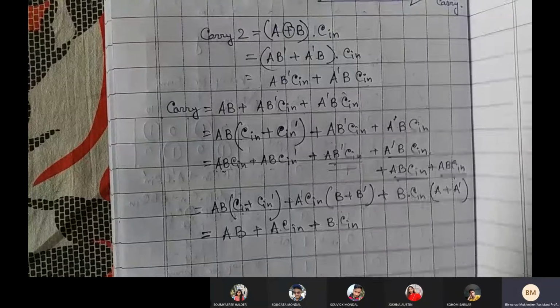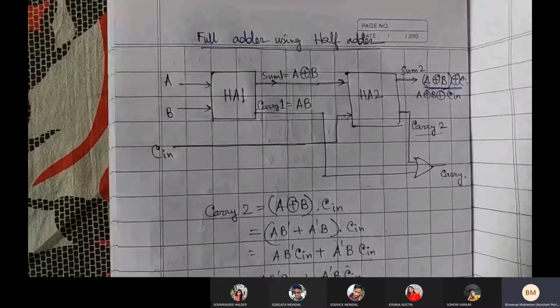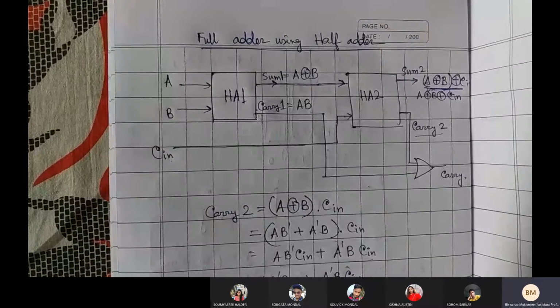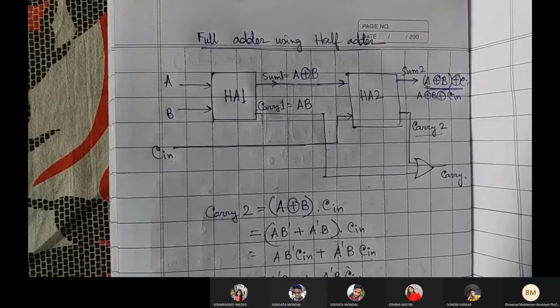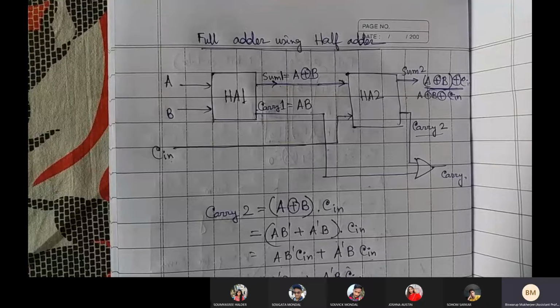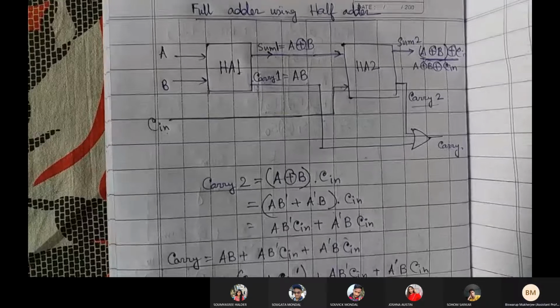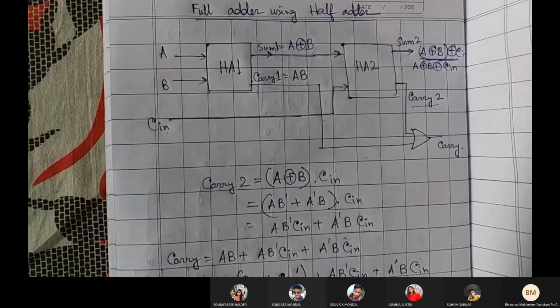So this circuit can also be used as one full adder. That means two half adders along with one OR gate, we can make one full adder. Okay, is that clear? This one? Yes, sir. Fine. Let us come to the next one.